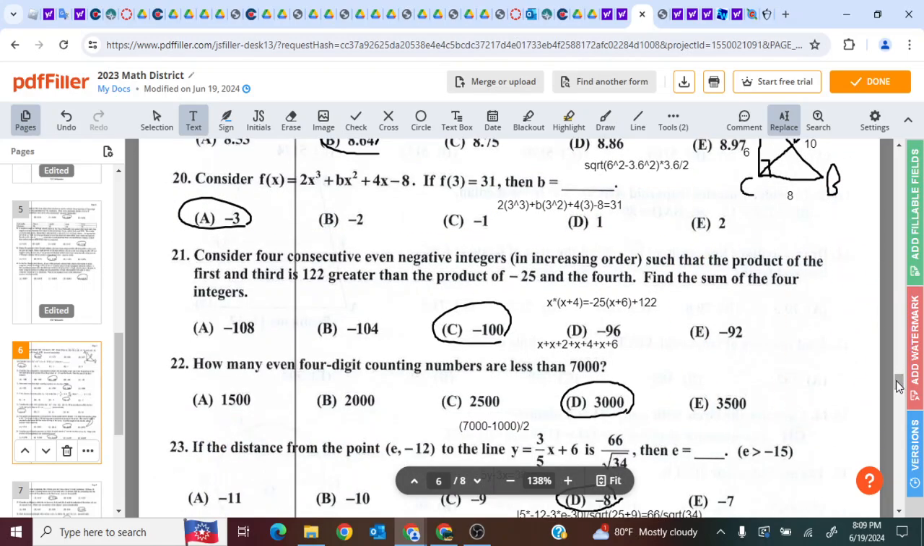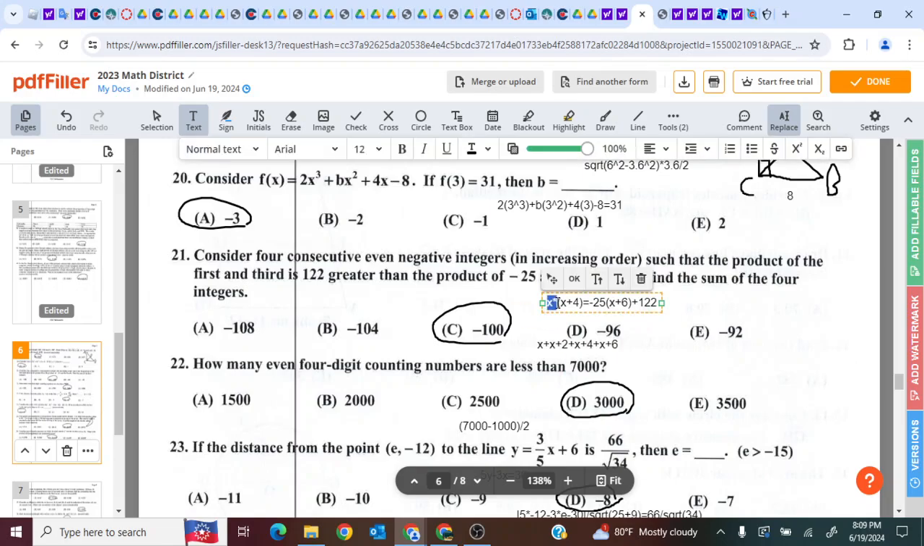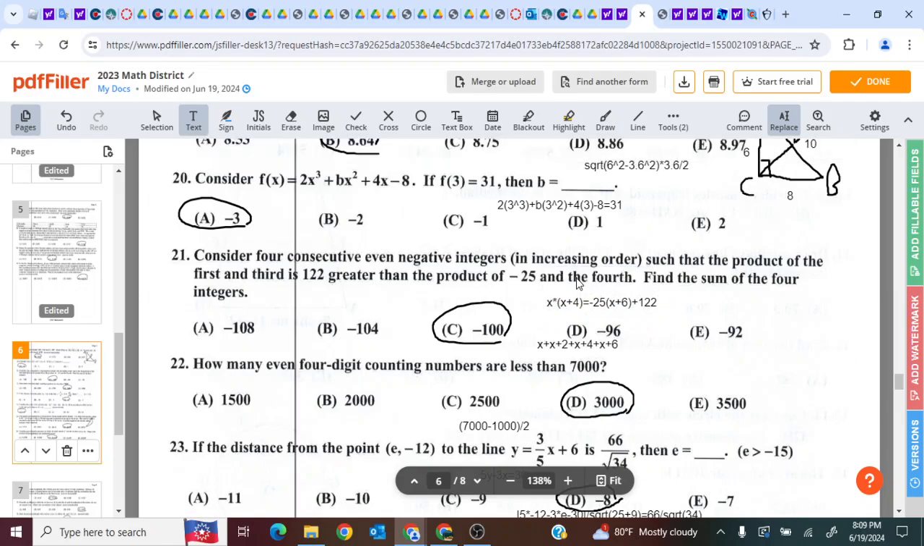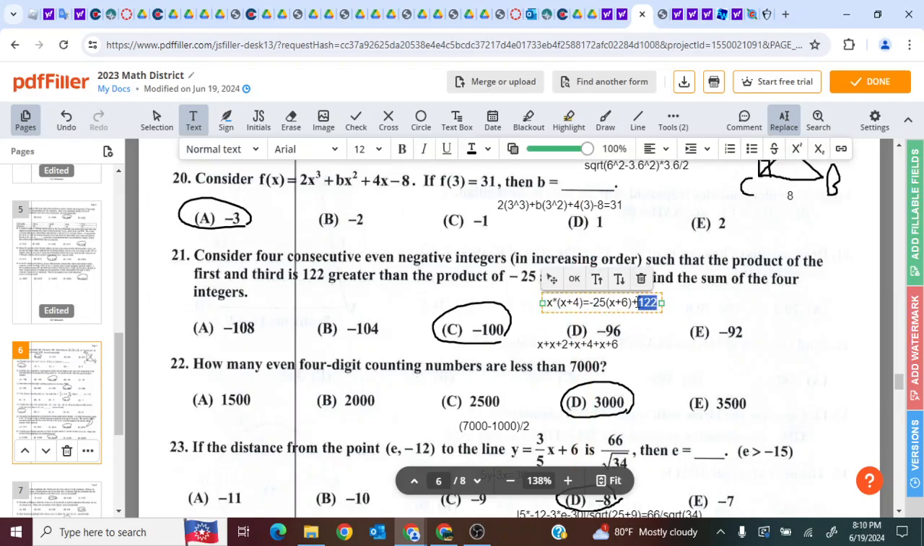21, consider 4 consecutive even negative integers in increasing order, such that the product of the first and the third is 122 greater than the product of -25 and the fourth. Find the sum of the 4 integers. So we will store the first even integer as a variable called x. We know that x, the first integer, times x plus 4, which would be your third even integer because you add 2 and then add 2 again, has to be equal to -25 times the fourth one, x plus 6. And then it is 122 greater, so add 122.